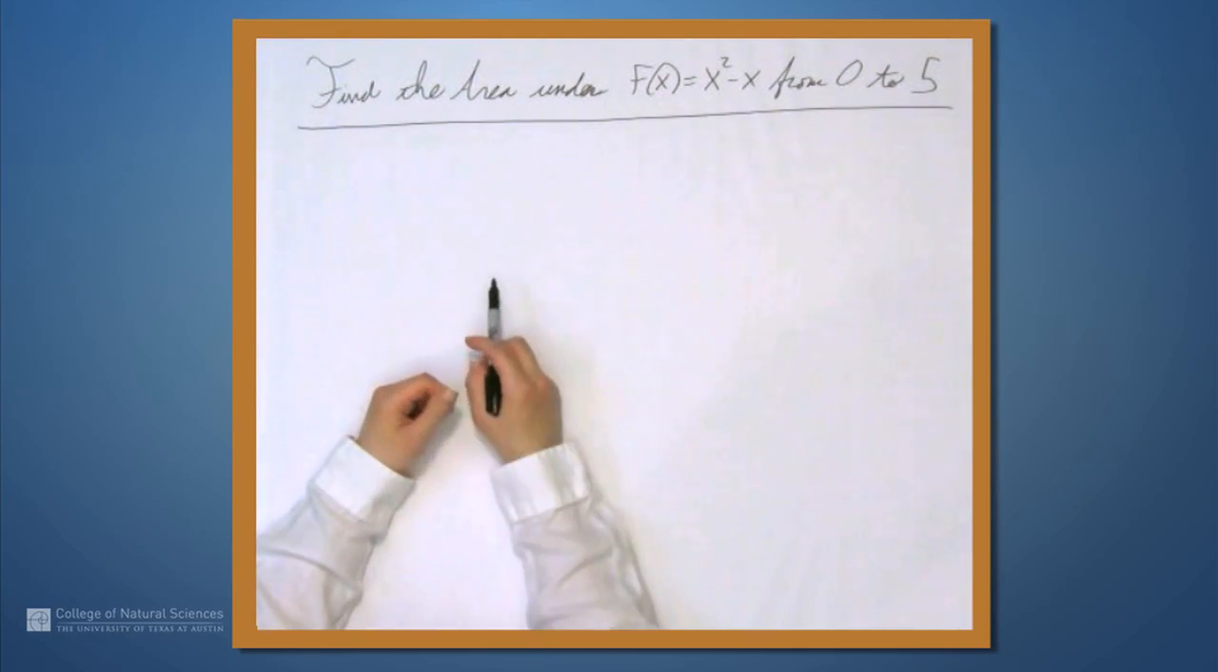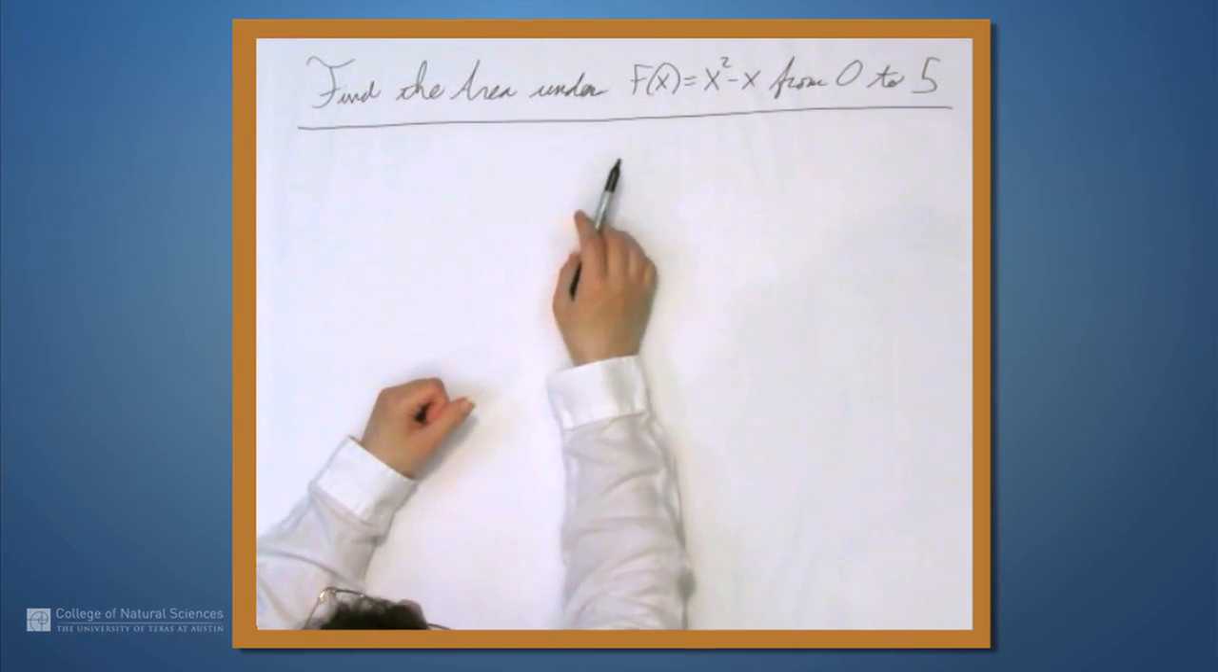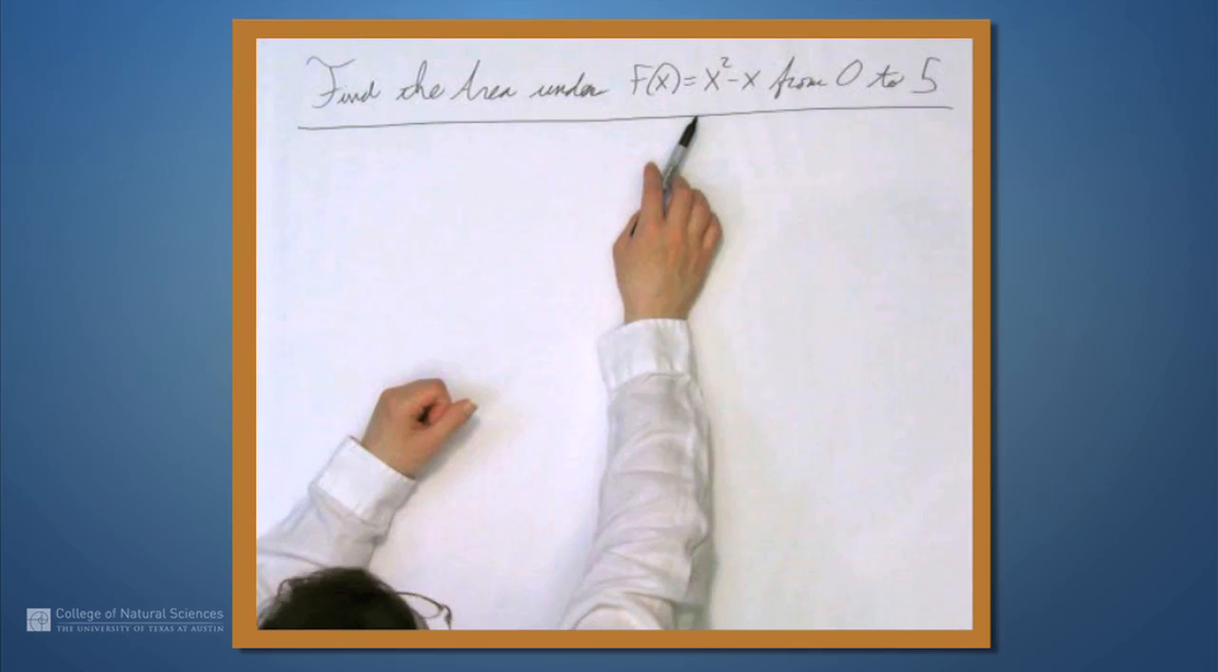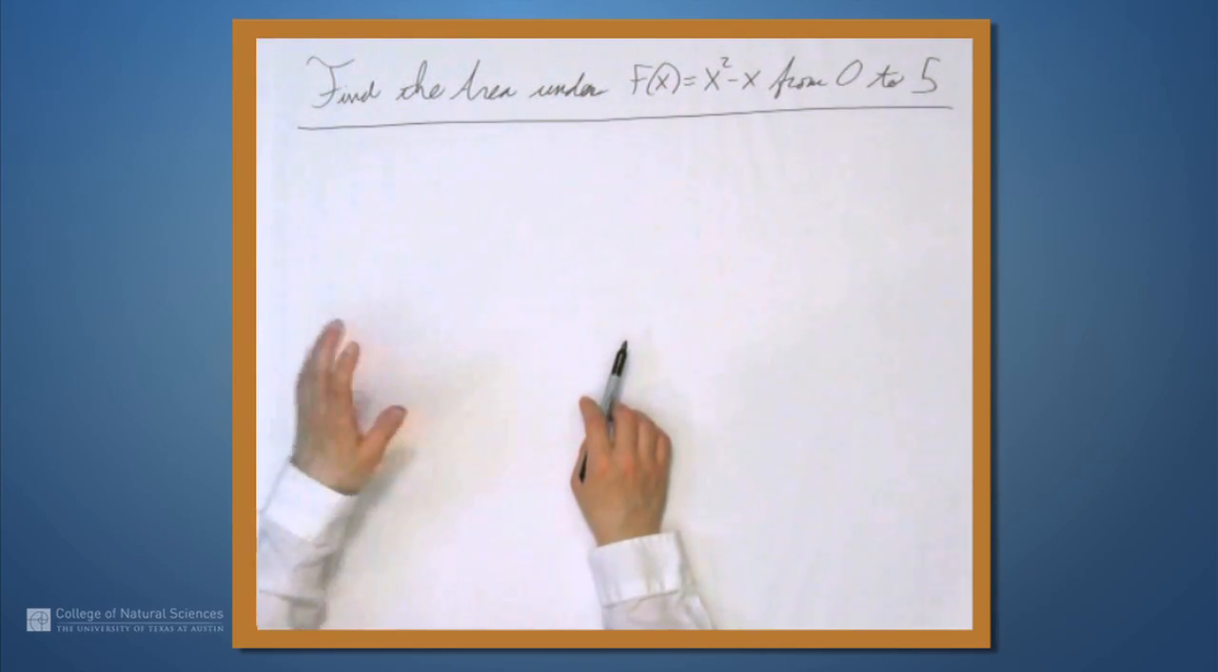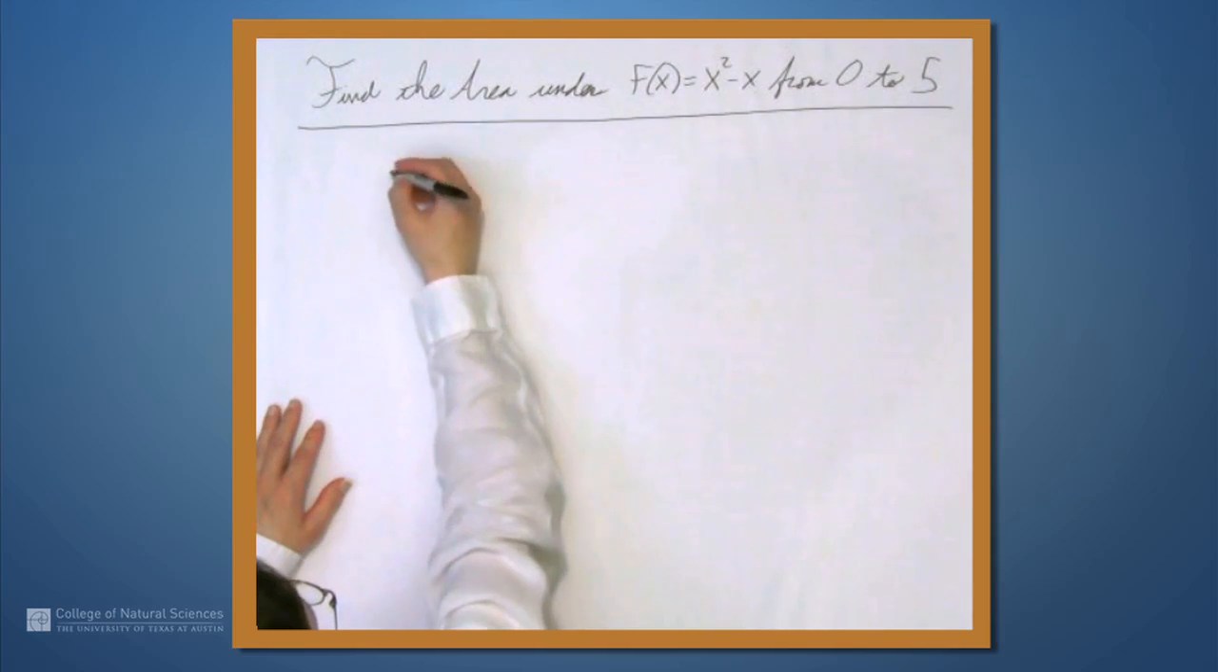So we're here at the example table, and in this video we're going to find the area under the curve f of x equals x squared minus x from 0 to 5. So let's just remind ourselves about what this means.